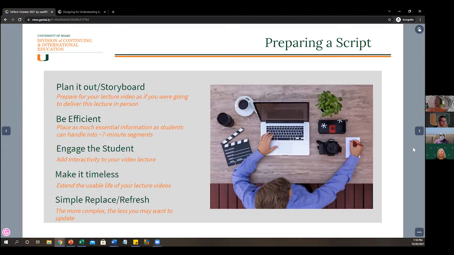So I'm a big proponent of making yourself a script for your lecture videos, whatever that might be, whether it's typing it out word for word, whether it's just bullet points or storyboarding, deciding what you want it to look like and what topics you need to cover. But definitely plan it all out as if you were going to be delivering this in person to one of your on-campus lectures. And there's two reasons why I suggest preparing as if it's going to be in person.